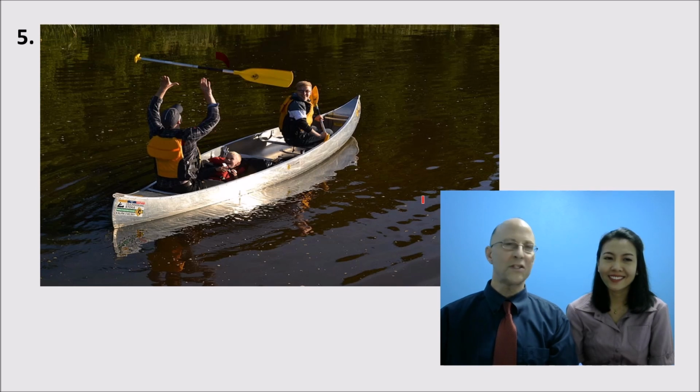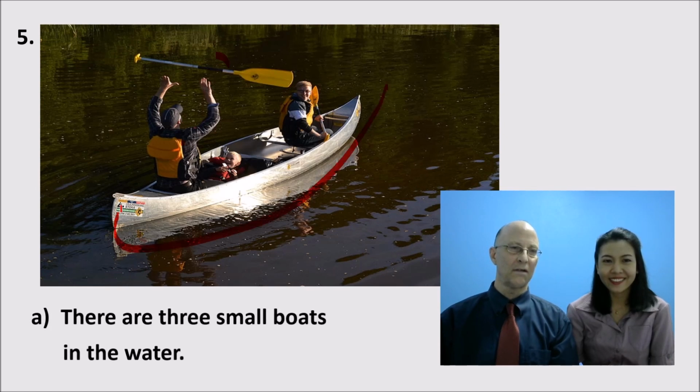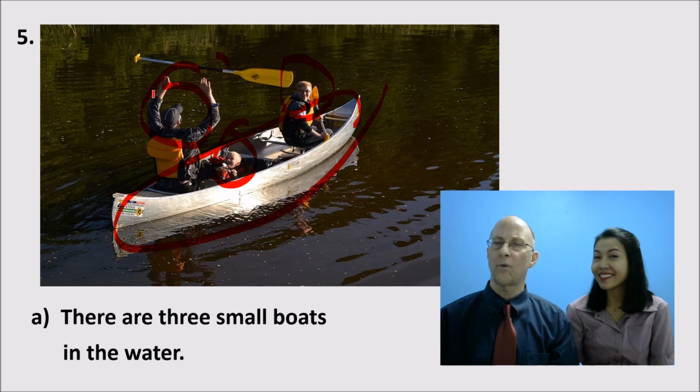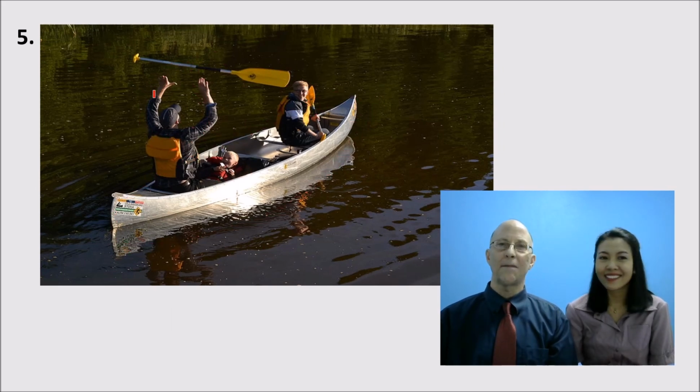A. There are 3 small boats in the water. I see only one boat. Yeah, there's one boat here. Even though there are 3 people, this is another example where one key word isn't enough. B. The man in the back is holding on to his paddle. So this one you have to look at the man in the back. Did you see the paddle is not in his hands?